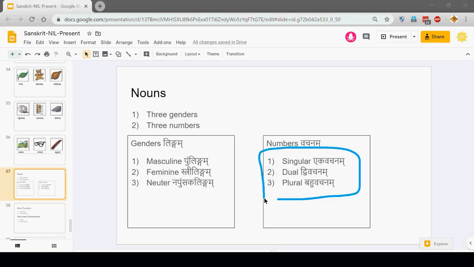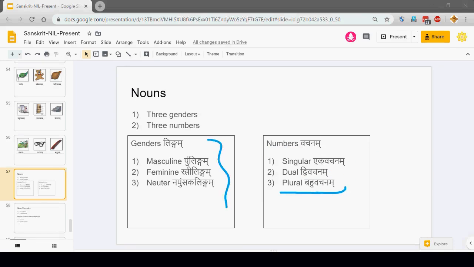If there is one object, we use one form of the noun, singular, it's called eka vachanam. A number is called a vachanam here. So if there is only one object, then we use eka vachanam or singular form of the noun. If there are two objects, then we use dual, or dvivachanam form of the noun. And if there are three or more, then we use plural form of the noun. That is bahuvachanam.